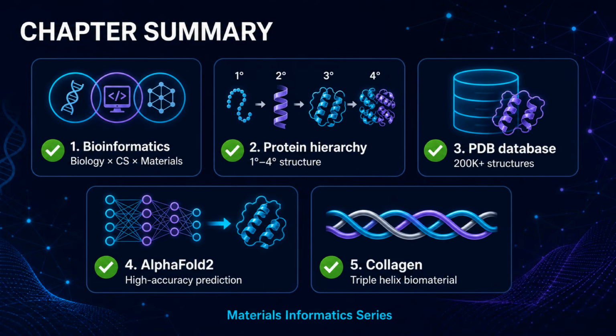Let's summarize what we've covered in this chapter. First, bioinformatics is the intersection of biology, computer science, and materials science. Second, protein structure has 4 levels: primary sequence, secondary local structures, tertiary 3D fold, and quaternary multi-subunit assemblies. Third, the PDB database contains over 200,000 experimental structures.